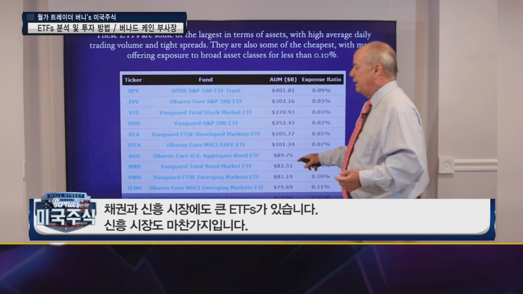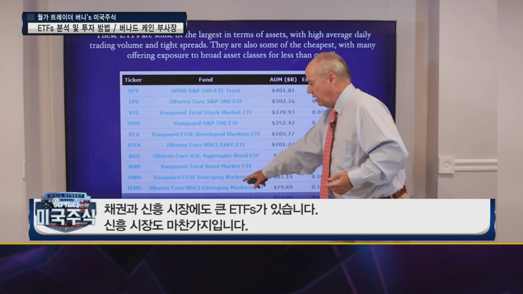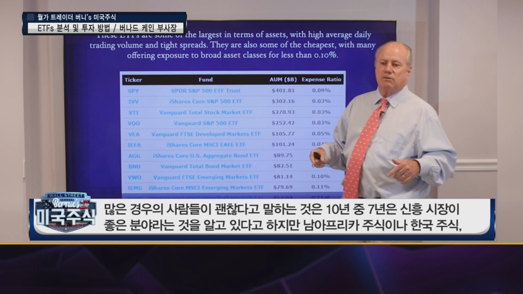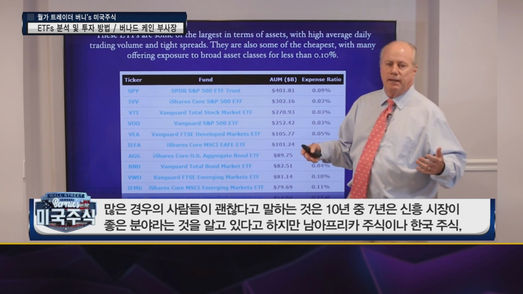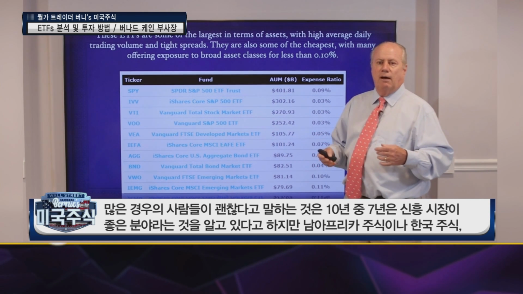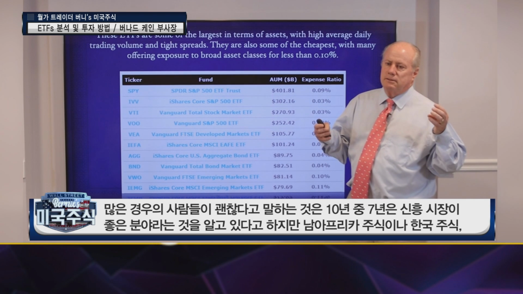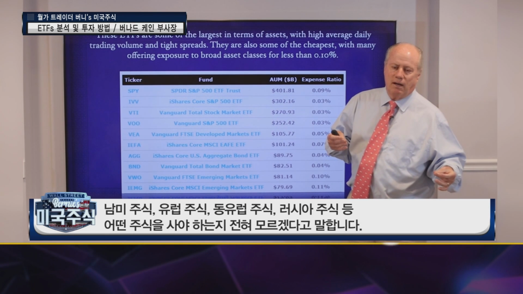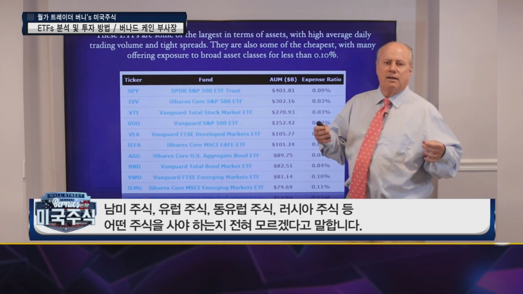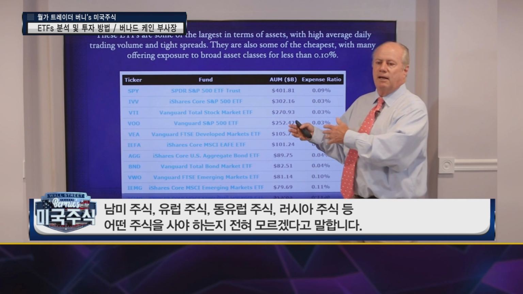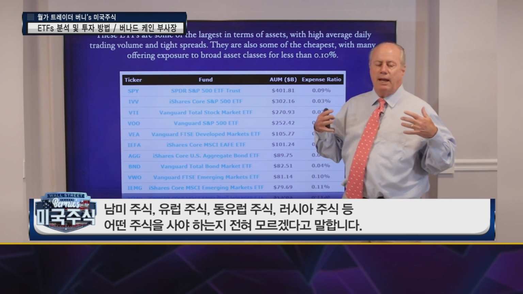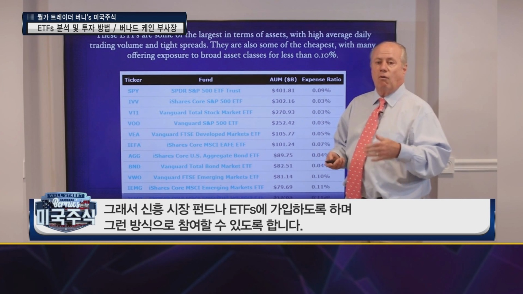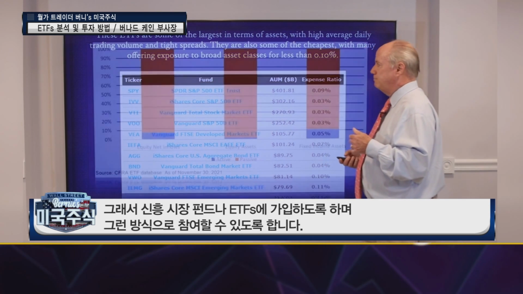There's also big ETFs in bonds and emerging markets. The same thing for emerging markets. A lot of times what people say is, okay, I know emerging markets is a great area to be in, say 7 out of 10 years, but I don't know if I'm supposed to buy South African stocks, Korean stocks, stocks from South America, European stocks from Eastern Europe, Russia, anything. They just don't know. So what they say is, get me into an emerging market fund or an ETF, and I'll be able to participate that way.